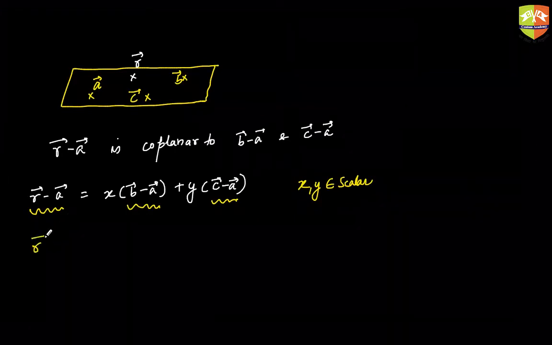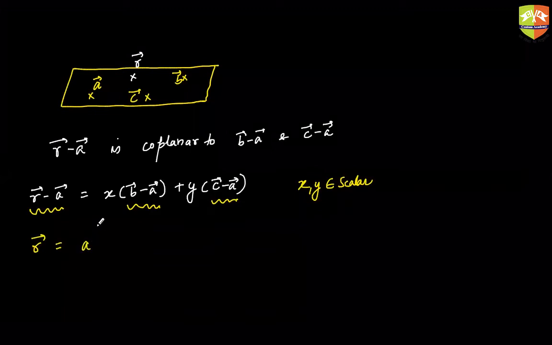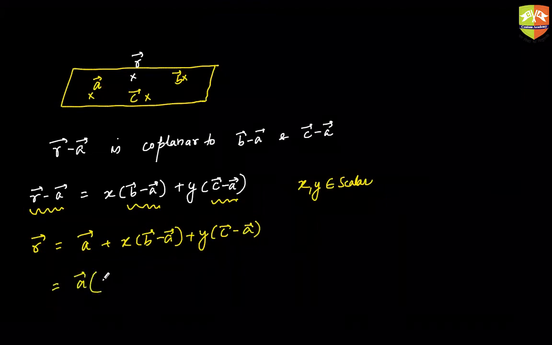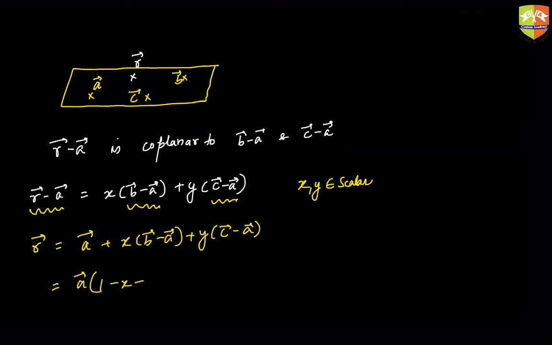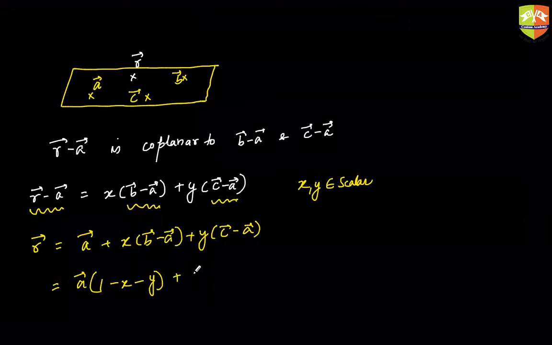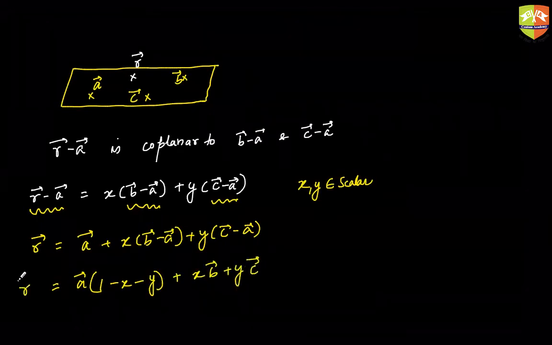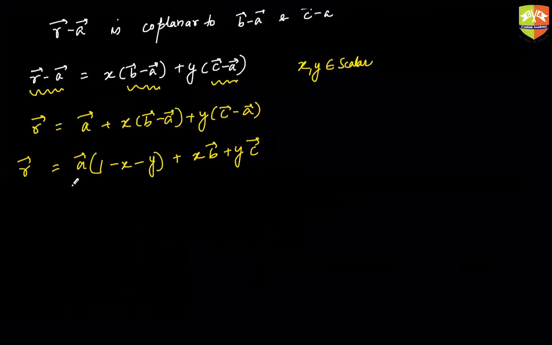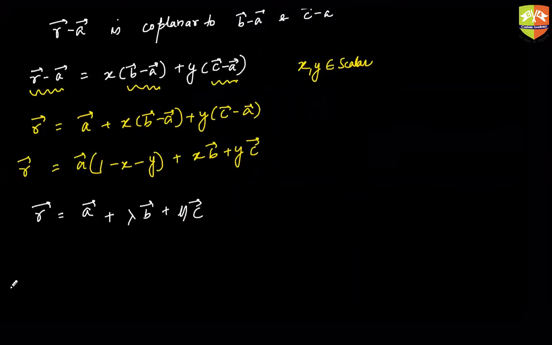So there's another way that you can represent the equation of a plane having points A, B, C on it: A plus X times (B minus A) plus Y times (C minus A). When you group your A together, you get A times (1 minus X minus Y) plus X B plus Y C. Is that fine? Correct. Now you could also choose to do away with one of the constants. You can choose one of the constants as 1 and make this A plus some lambda B plus some mu C. Are you getting it?